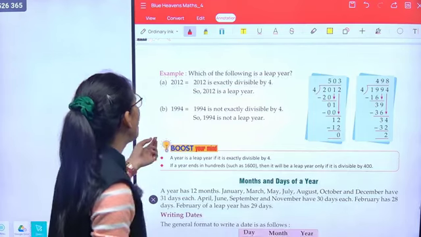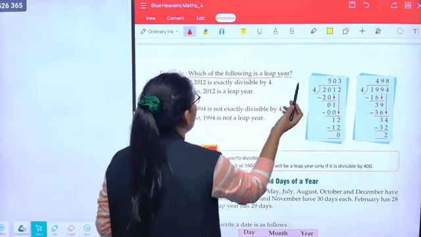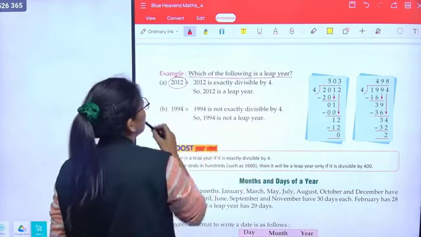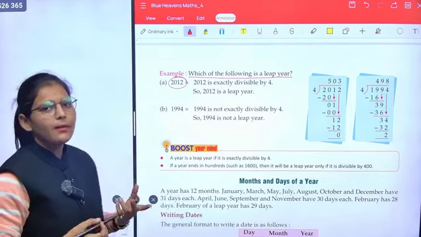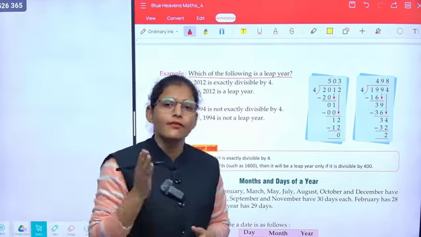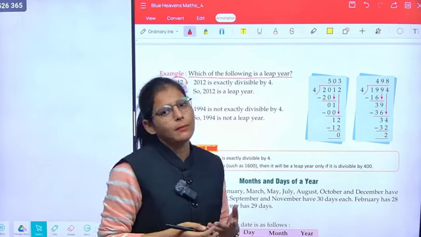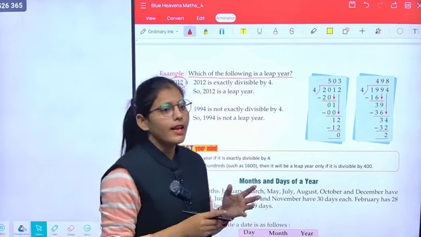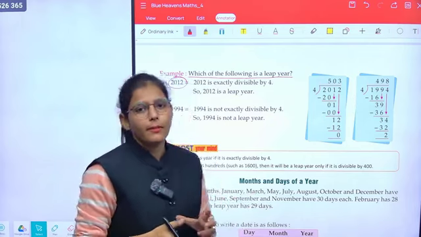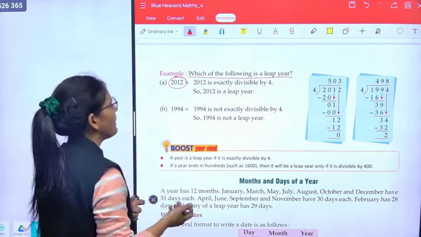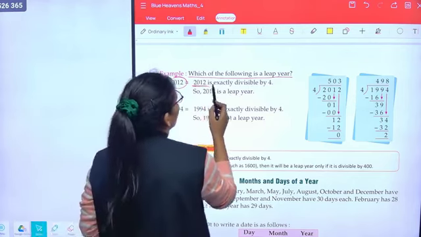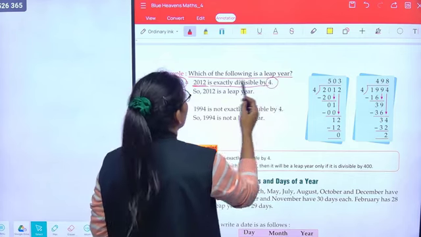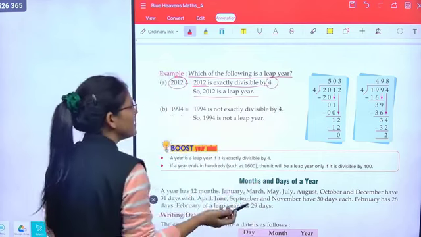Now example, which of the following is a leap year? Class, 2012. अब हमें लीप ईयर का कैसे पता लगेगा? अगर वो एग्जैक्टली 4 से डिवाइड हो रहा है मीन्स वो लीप ईयर. अगर नहीं हो रहा, it leaves some remainder, सो वो लीप ईयर नहीं है. So 2012 is exactly divisible by 4. So 2012 is a leap year.